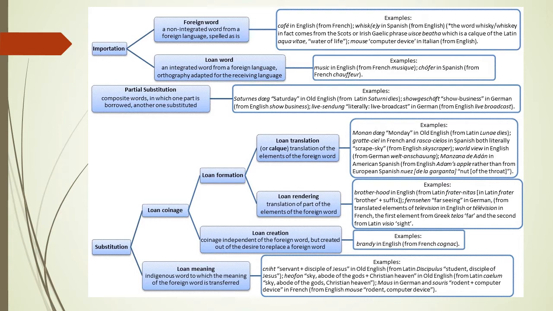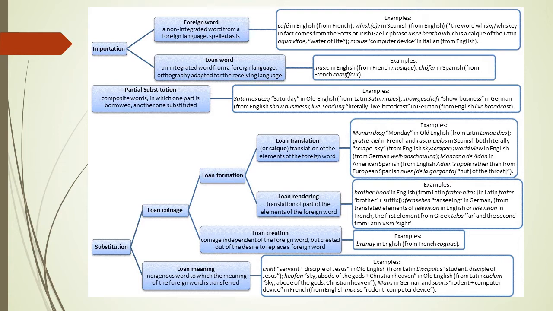But since there is an orthographical change, it means that the script and alphabets of Urdu and English are different, so they come into the category of loan word. The other type is partial substitution, composite words in which one part is borrowed and another one is substituted. And the other one is substitution.